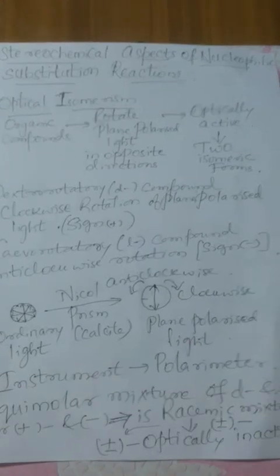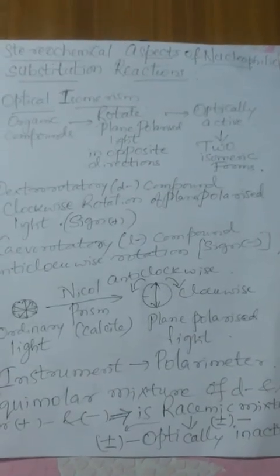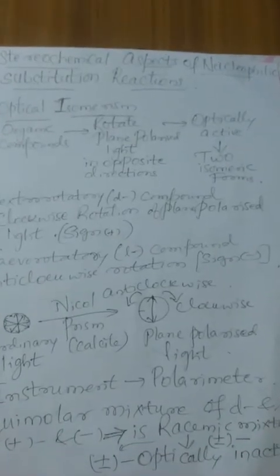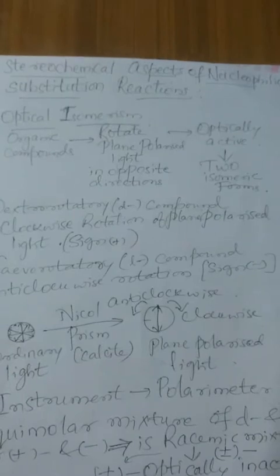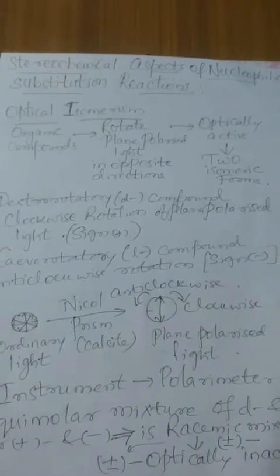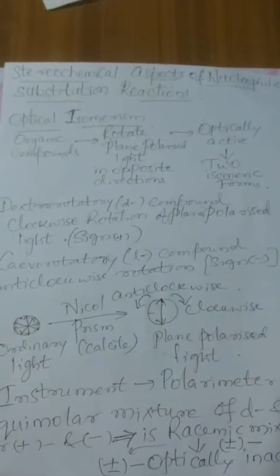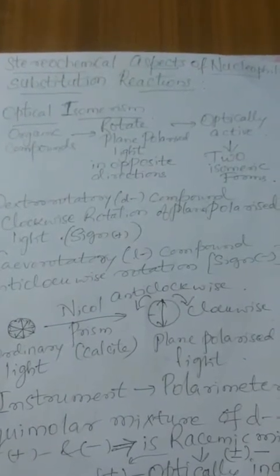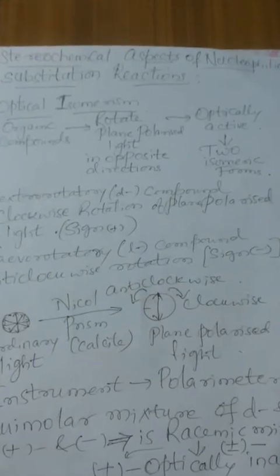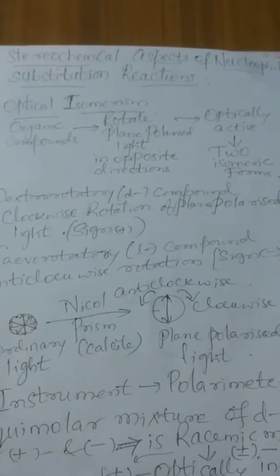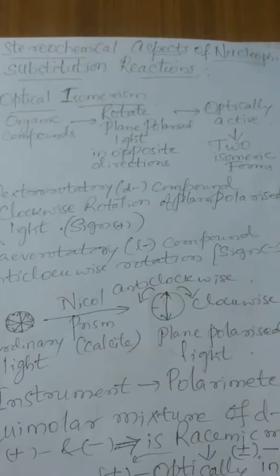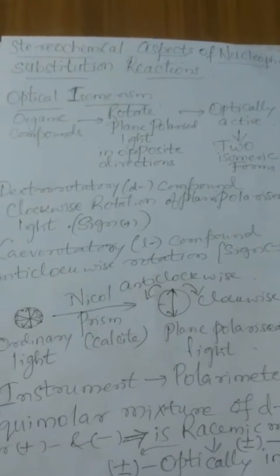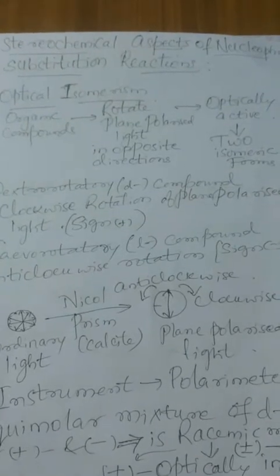Hello students, after looking in detail at SN1 and SN2 mechanisms, we need to understand a concept called the stereochemical aspects of nucleophilic substitution reactions. As I have told, the SN1 reaction proceeds with racemization, that is, the product is a racemic mixture, whereas the SN2 reaction mechanism proceeds by complete stereochemical inversion, which is called Walden inversion.